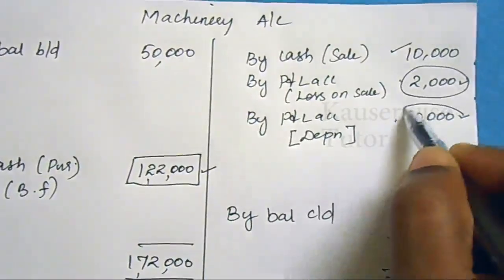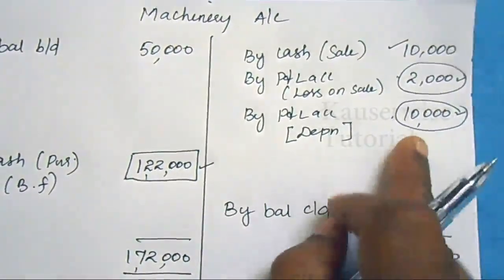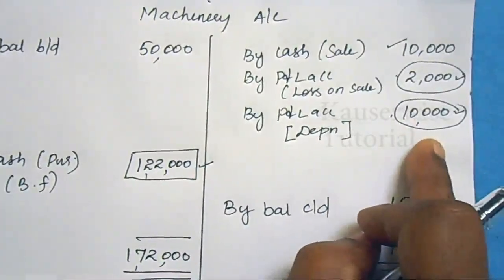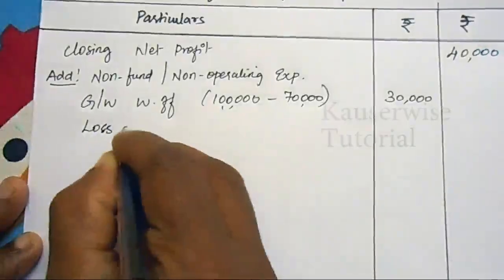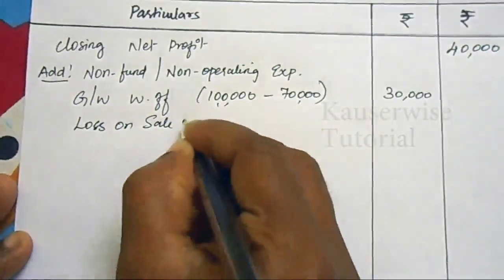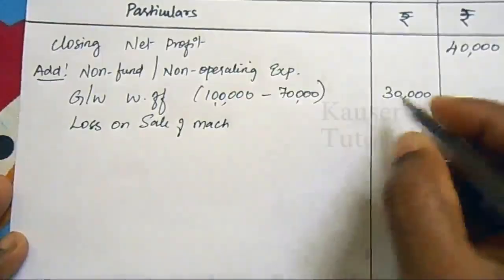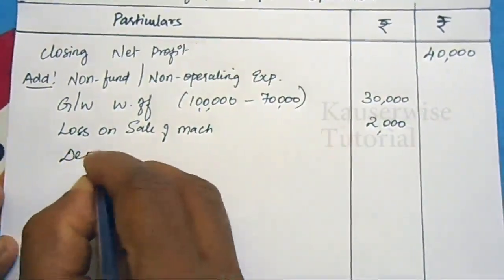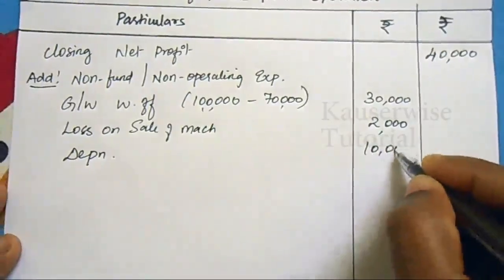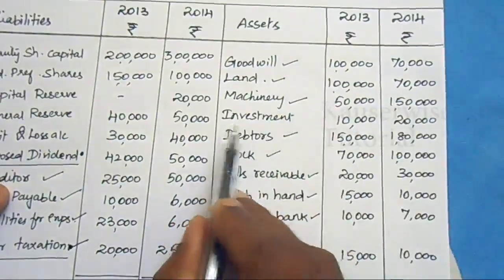And the same thing, the 10,000 depreciation. It is a non-fund transaction. These are the two things that will be recorded in fund from operation. Loss on sale of machine, how much? 2,000. And depreciation, how much? 10,000. So next one is investment.